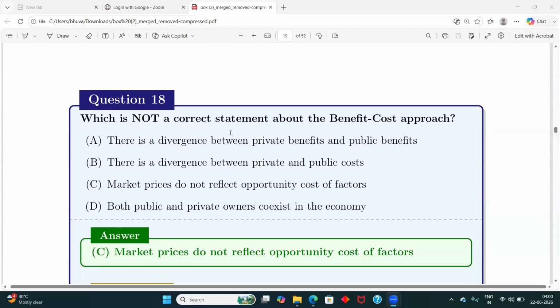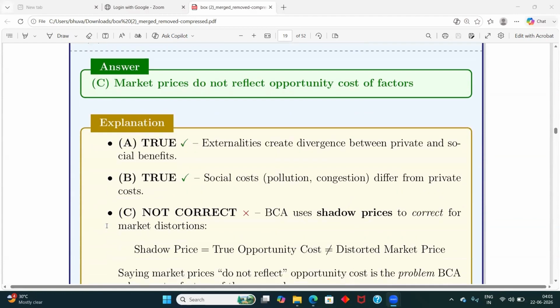Question number 18. Which is not a correct statement about the benefit cost approach? Option A, there is divergence between private benefits and public benefits. Option B, there is a divergence between private and public costs. Option C, market prices do not reflect opportunity cost of factors. Option D, both public and private owners coexist in the economy.